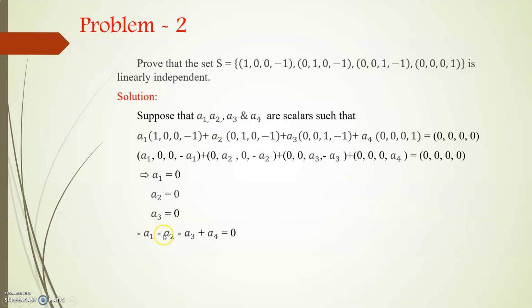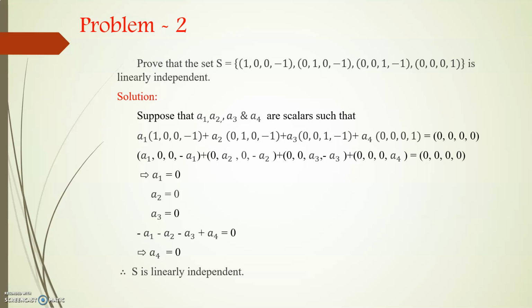So substituting a1 = 0, a2 = 0 and a3 = 0, automatically we get a4 value equal to 0. Therefore S is linearly independent. If all the scalar values are 0, then the set is linearly independent. Otherwise it is linearly dependent.